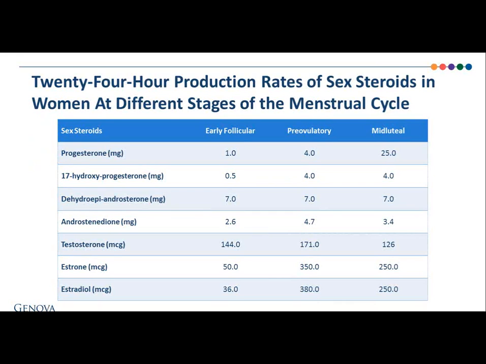So let's give an example. Progesterone. As you all know, the patient makes the most progesterone during the mid-luteal phase, and that would be 25 milligrams. Let's look at testosterone. She makes the most during the pre-ovulatory phase, which is 171 micrograms. If we look at estradiol at the bottom, she makes the most at the pre-ovulatory phase at 380 micrograms. If we go back up to DHEA, it stays constant throughout the month, and that's 7 milligrams.